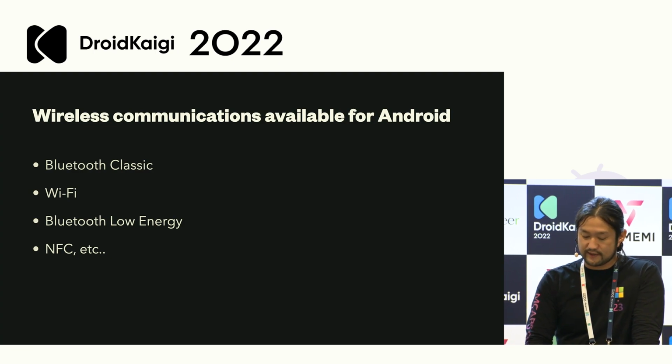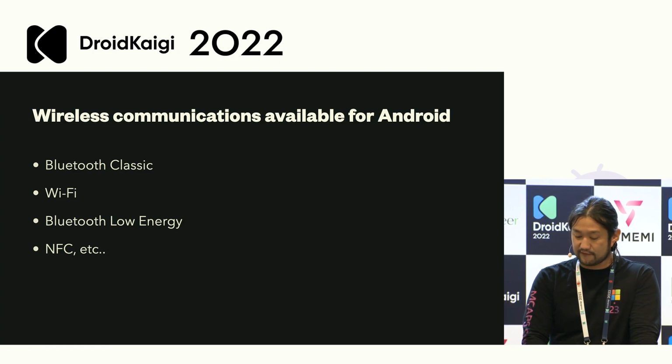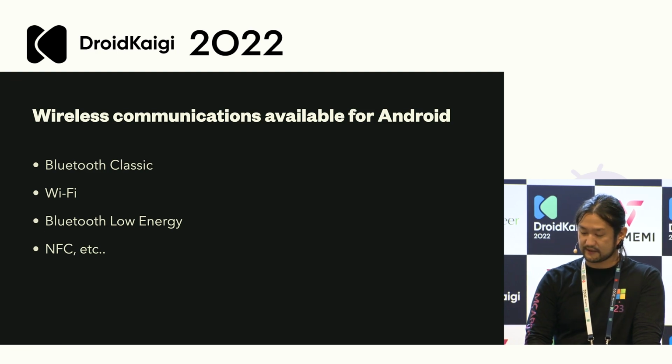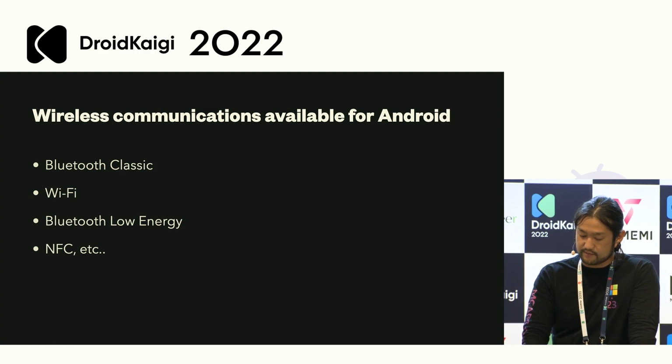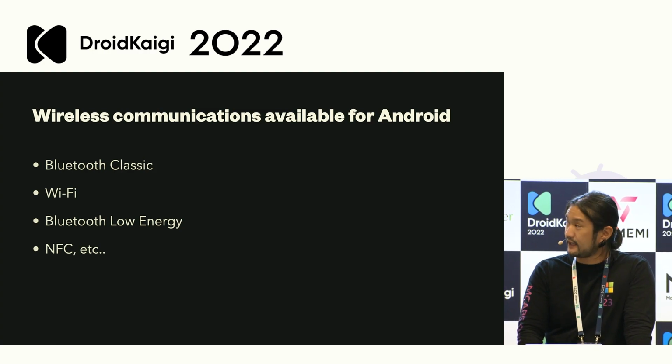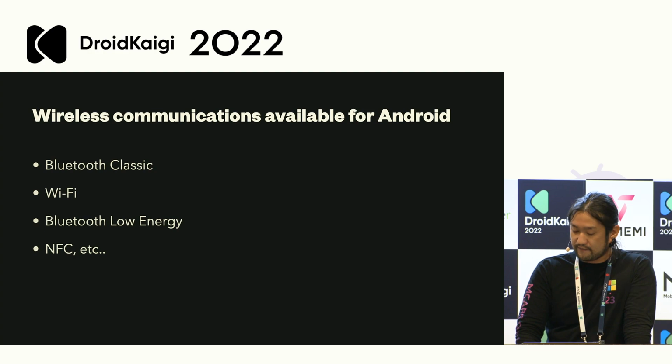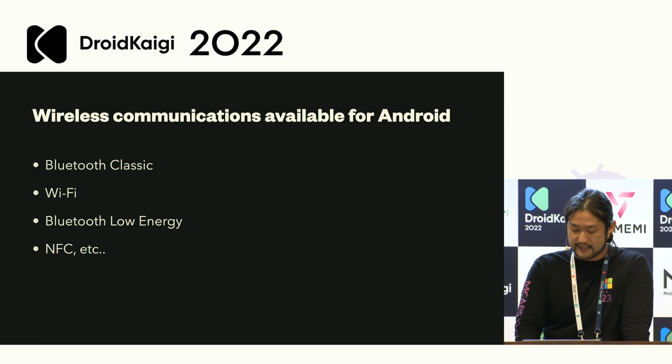Now, what are the typical wireless communications without internet available for Android? Amazingly, any device you can buy for $100 often has most of the features listed here. That is, Bluetooth, Wi-Fi, and BLE nowadays, as well as NFC. Let's look at them in order.